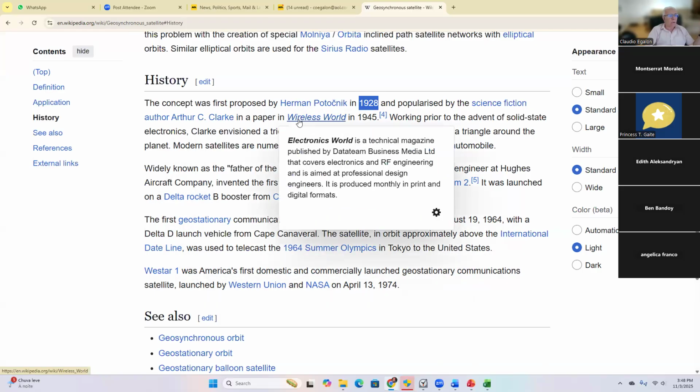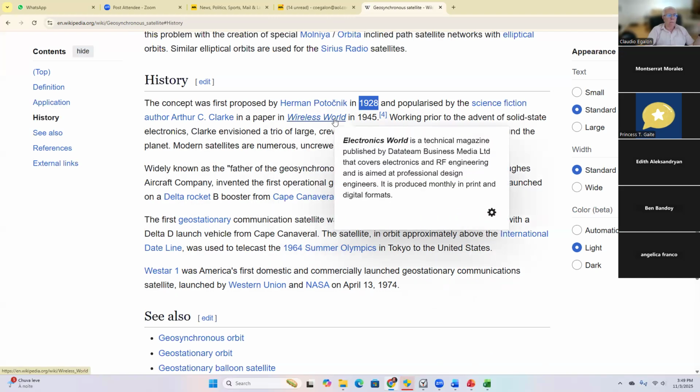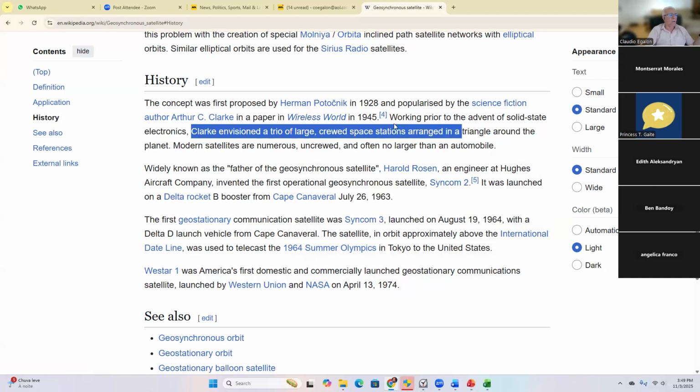And it was a paper he wrote. It was not a short story, a science fiction story. It was in Wireless World, a technical magazine. It was during the war. Arthur Charles Clarke worked during the war as a radio frequency engineer. He was working in the projects of when the British were developing the radar to detect incoming missiles and planes during the war. Okay, and he came up with this idea, and then after the war, he became a very famous science fiction writer. Okay, envision a trio of large crewed space stations arranged in a triangle around the planet.